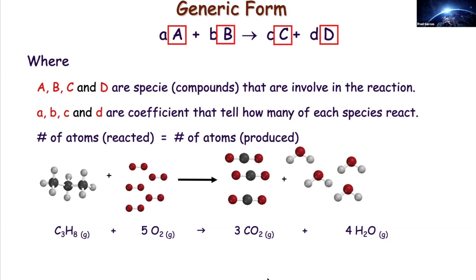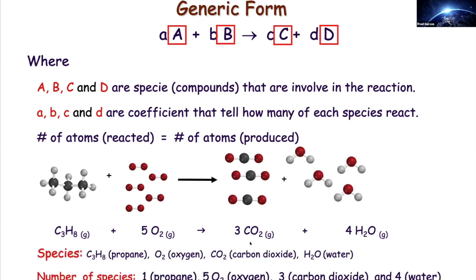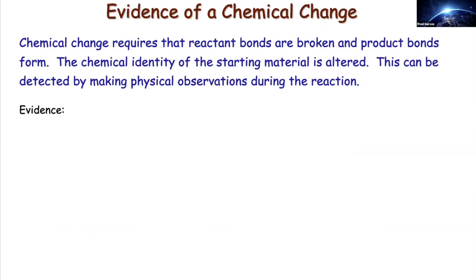Also recall that once you've established the formula, you cannot change the formula, because once you change the formula, you change the chemical reaction itself. The only thing you can do is change how many of that chemical you have in the reaction. And that's done by changing the coefficient, the number in front of the chemical formula.